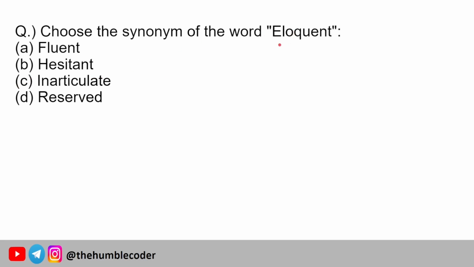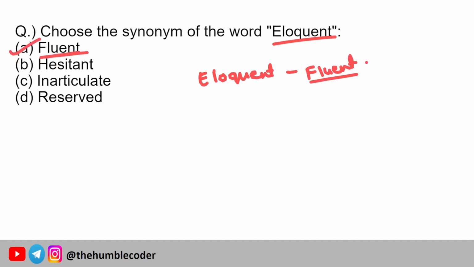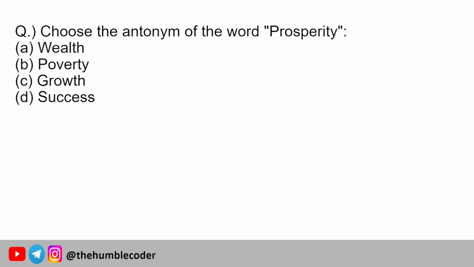Choose the synonym of the word eloquent. Okay, so we have the word eloquent. We have to find the synonym, or the similar meaning word. We have the options as fluent, hesitant, inarticulate, and reserved. So first of all, let me tell you what eloquent means. Eloquent means something which is smooth or fluent. So the correct answer is, we already have this word fluent itself in the options. So fluent is the correct option. The answer for this question is option number A, fluent. Moving on to the next question now.